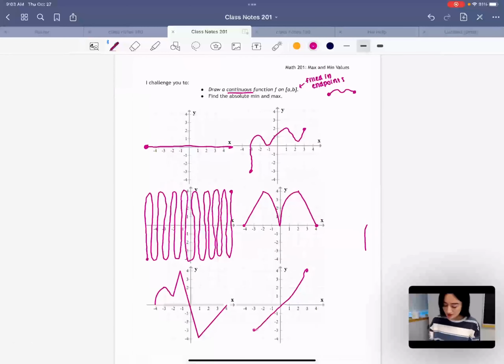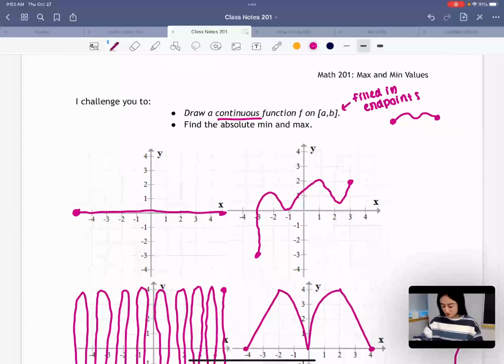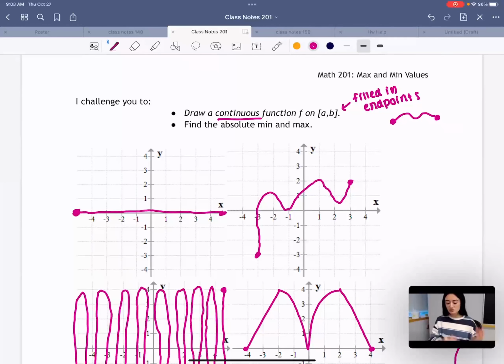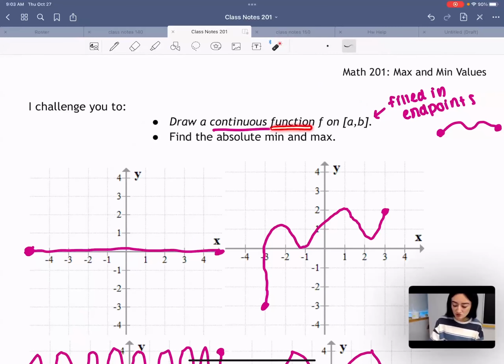Then I gave you a random challenge. I asked all of you to draw a function in a very specific way. Remember, a function is something that passes the vertical line test, so you can put a vertical line through it and not touch the function twice. I also asked you to make the function continuous, which just means you can draw it without picking up your pencil, so no jumps or holes. And I told you to draw this function on a closed interval, which meant the endpoints have to be filled in, so make sure there are closed endpoints.